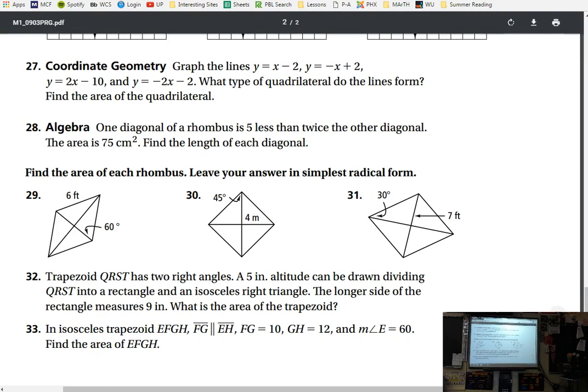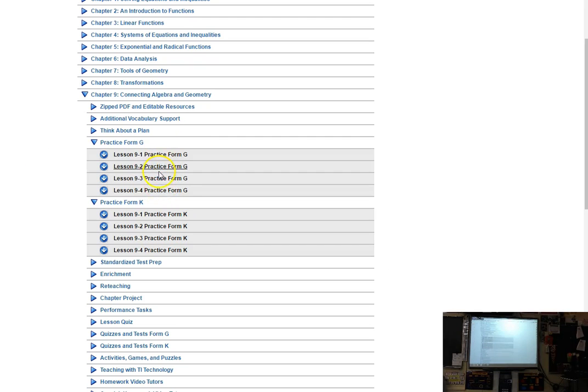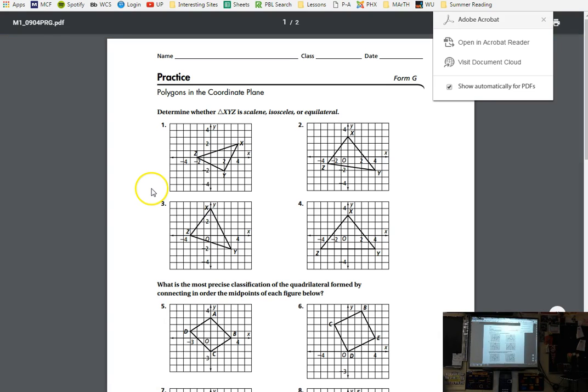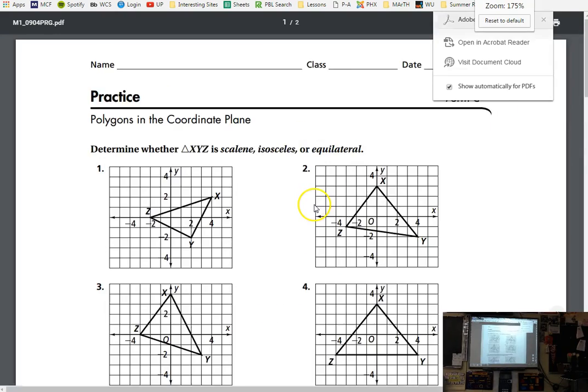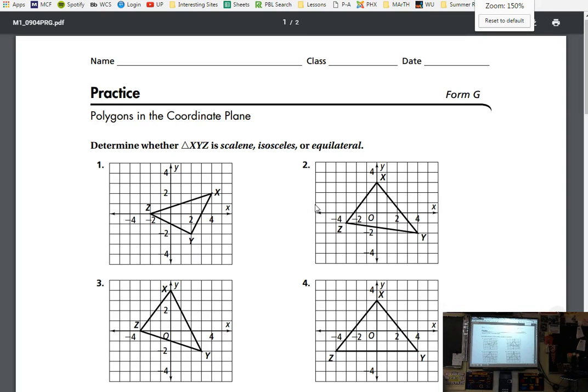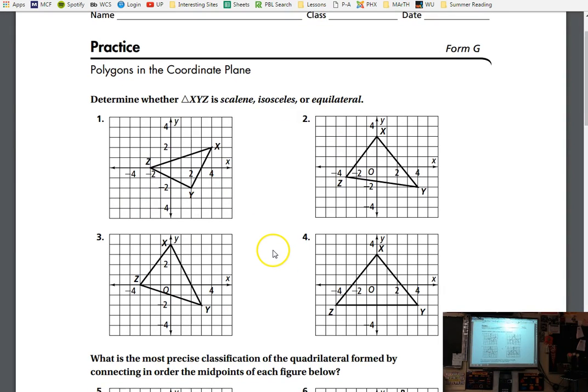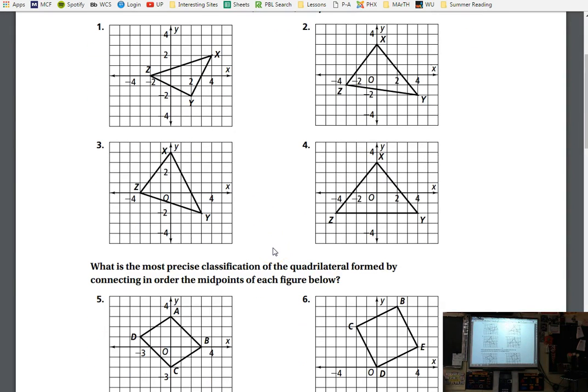All right. 9.4, wrapping up the lesson, dealing with polygons on the coordinate plane. I don't like saying in the coordinate plane. It sounds weird. In a two-dimensional space.